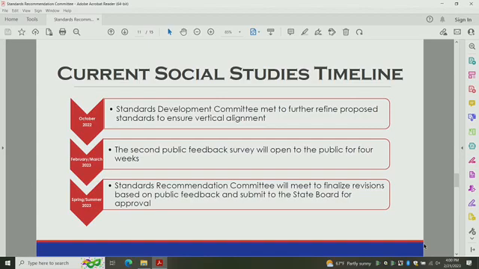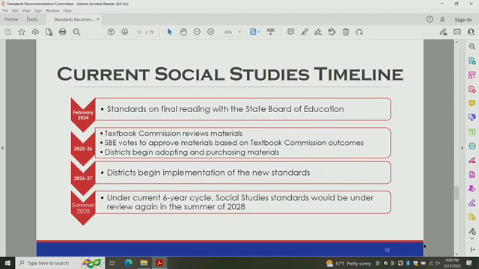And then this spring and summer, we'll bring that Standards Recommendation Committee together to finalize revisions based on that public feedback and submit to the State Board for approval. Looking ahead to a year from now, February 2024, the standards will be on final reading with the State Board. And then in the 2025-26 academic year, the Textbook Commission will review materials and determine which materials will be recommended for approval. Districts will then begin adopting and purchasing materials. And then in 26-27, districts will begin implementation of those new standards using approved materials.